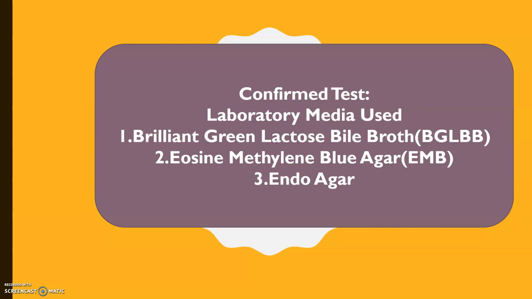A loopful of culture from the presumptive positive tube is inoculated in the brilliant green lactose bile broth tube and incubated at 37 degrees Celsius for 24 hours. A positive test is indicated by the presence of gas in the Durham's tube. Then, a loopful of culture from the presumptive positive tube is also streaked on EMB or endo agar plates and incubated at 37 degrees Celsius for 24 hours.